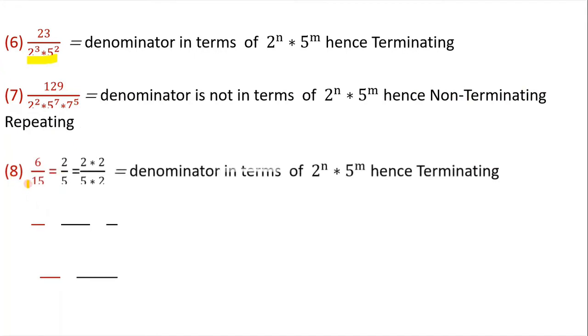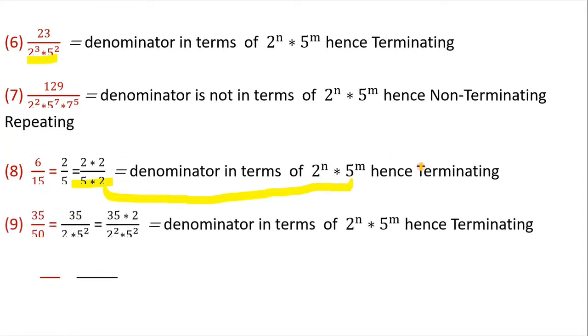Okay. 8. 6 by 15. The prime factors for 15 are 3 into 5. But if you want to simplify this 6 by 15, it becomes 2 by 5. 3 2s are 6 and 3 5s are 15. So, now if you want to get the denominator 5 in the form of 2 power n into 5 power m, we need to multiply with 2 on both sides. Then it becomes 2 into 2 by 5 into 2. So, now the denominator is in the form of 2 power n into 5 power m, hence it has a terminating decimal expansion.